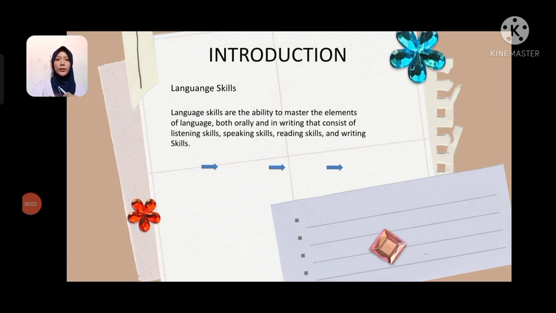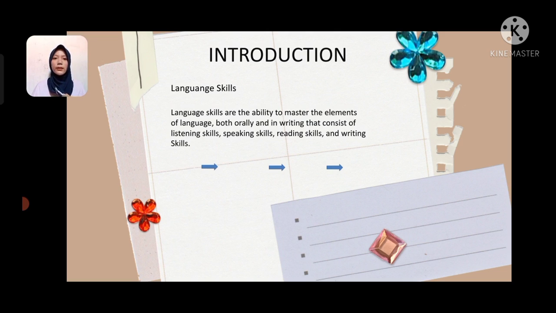Next is introduction. First of all, I will explain to you about language skills. So language skills are the ability to master the elements of language, both orally and in writing, that consists of listening skills, speaking skills, reading skills, and the last is writing skills.